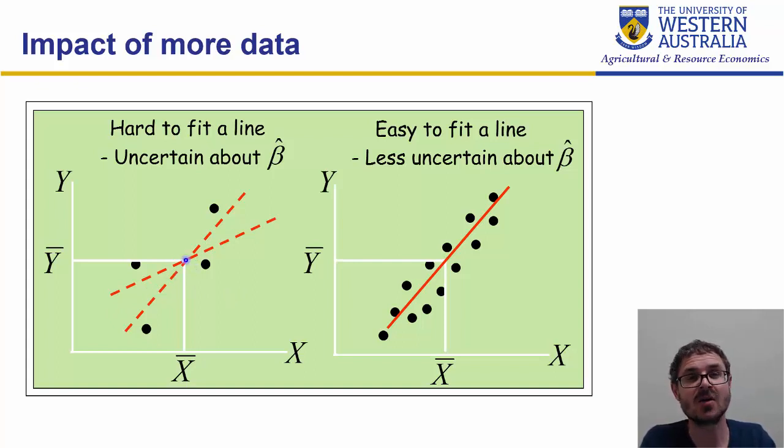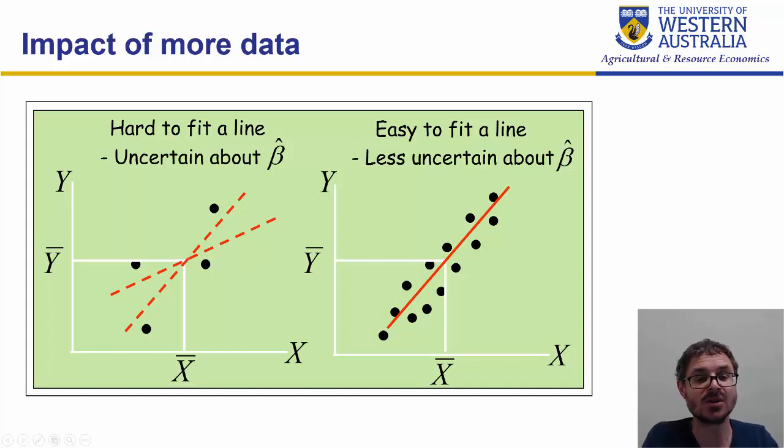In all of these diagrams, the reason I've put the sample means in there is because the trend line will always pass through the point of sample means. This is a mathematical property of the way that we estimate things. So our estimates, whatever we do, will pass through the point of the sample mean of the data.